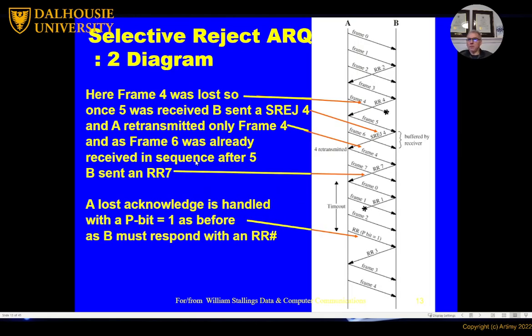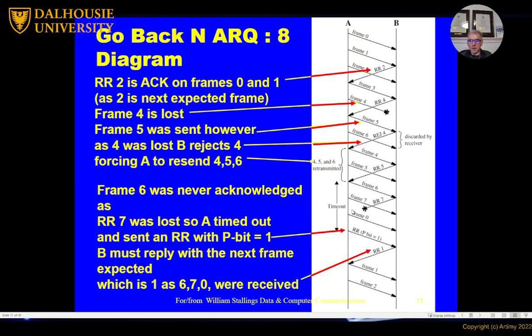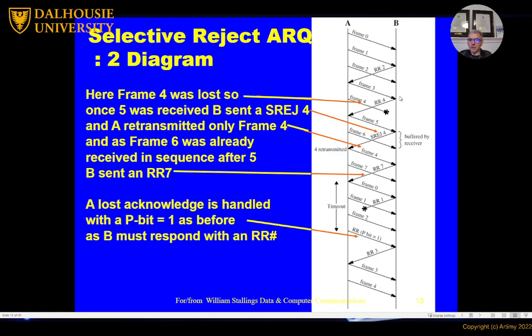So here is an example. It's similar. If you compare the two, they're almost the same graph. The differences start when frame 4 is sent here, and it's lost. Frame 5 is sent, so here B thinks, oh, wait a minute, I haven't received frame 4. So it sends a selective reject 4, which means please send me 4.